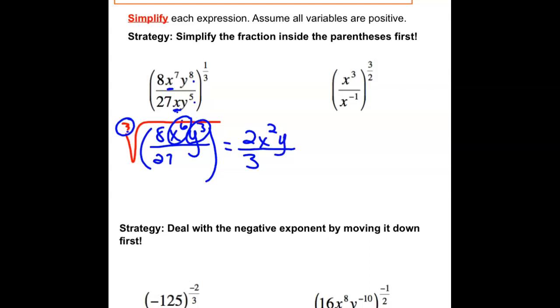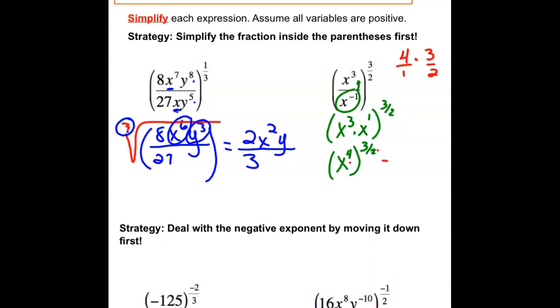Okay, for our second one, because this has a negative exponent, we can think of moving it up. Then we can add those exponents together, so we have x to the 4th. And then when we have a power to another power, we multiply those powers. So if we take 4 times 3 halves, we get 12 halves or 6. This becomes x to the 6th.